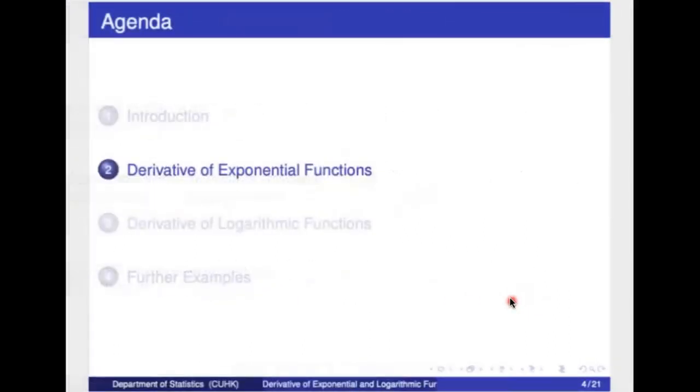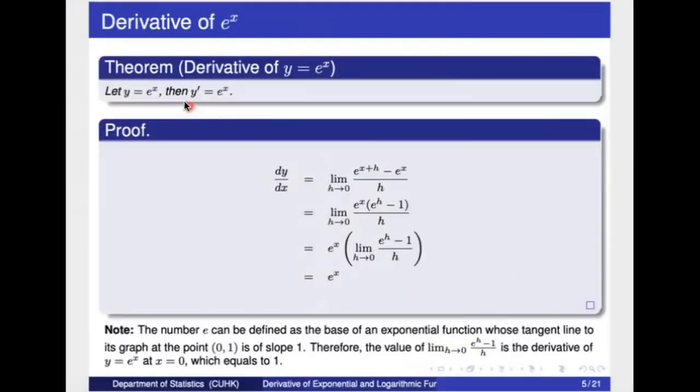We are moving on to the derivative of exponential functions. Let's start with the derivative of e to the power of x. The theorem states that let y equals e to the power of x, then y prime equals e to the power of x. The proof is as follows: dy over dx equals the limit as h approaches 0 of e to the power of x plus h minus e to the power of x all over h, which equals the limit as h approaches 0 of e to the power of x times e to the power of h minus 1 all over h, which equals e to the power of x times the limit as h approaches 0 of e to the power of h minus 1 all over h, which equals e to the power of x.